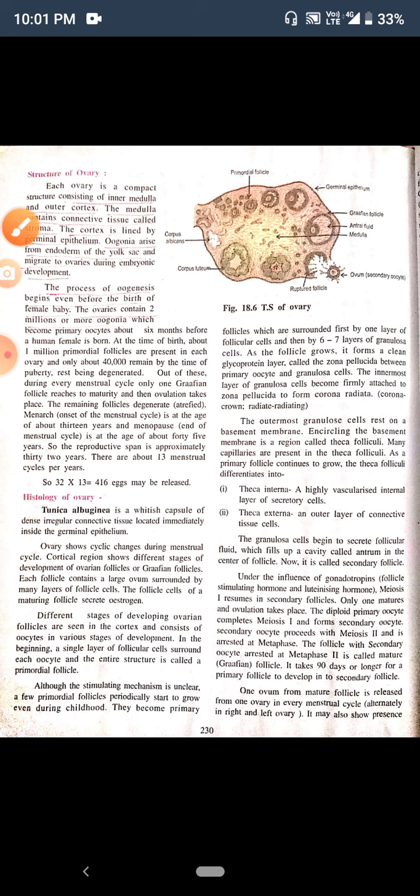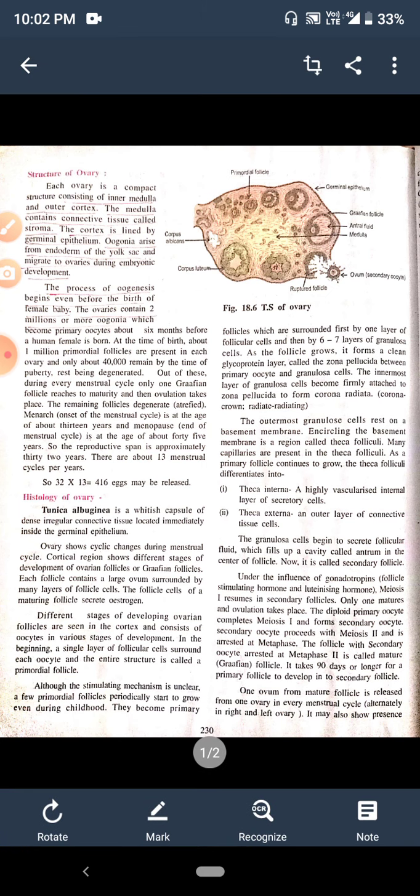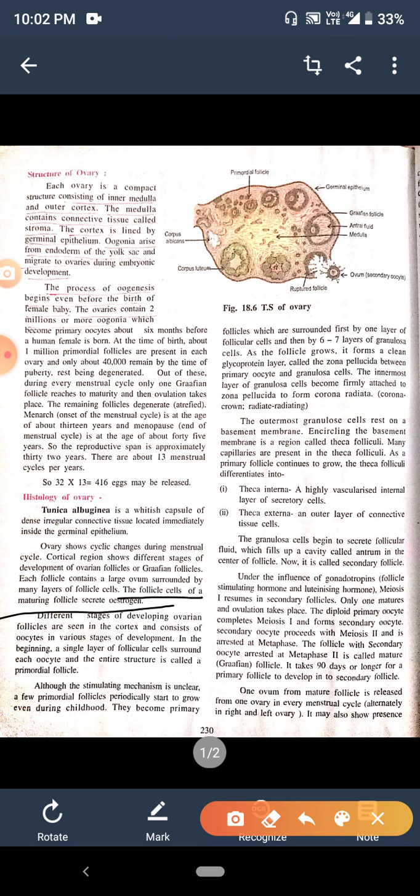You can see here a large ovum is present inside that follicle, and it is surrounded by many layers of follicular cells. I think we learnt about that in the structure of secondary oocyte. In that I covered that around that oocyte, some cells are present. These cells are called follicular cells, right? It is surrounded by many follicular cells, and the follicular cells of the maturing follicle secrete estrogen. Very important, underline this sentence. The follicular cells of the maturing follicle secrete estrogen.